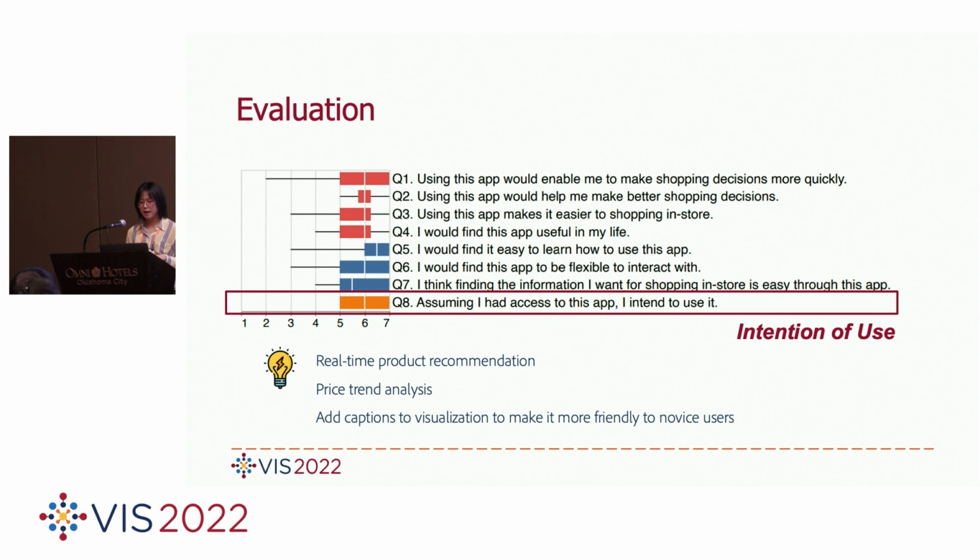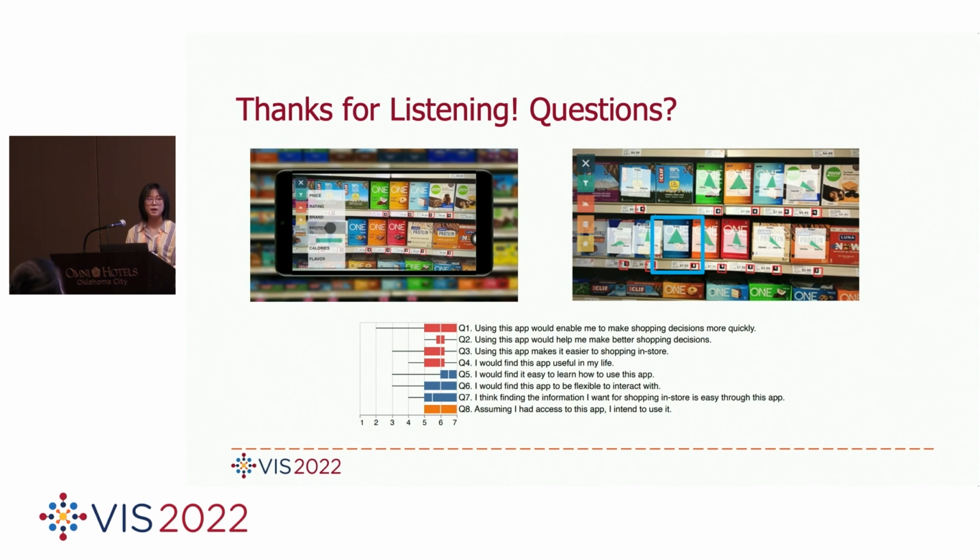Participants also highlighted some features they think would be helpful for the app to support in the future, including real-time product recommendation, price trend analysis, and adding narratives to the visualization for easier understanding. That's the end of the talk, and I'm happy to take any questions from here.